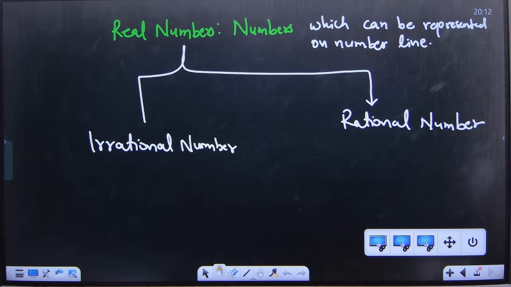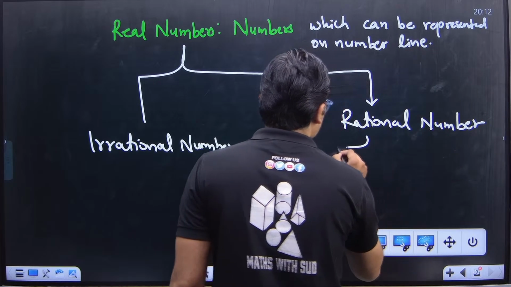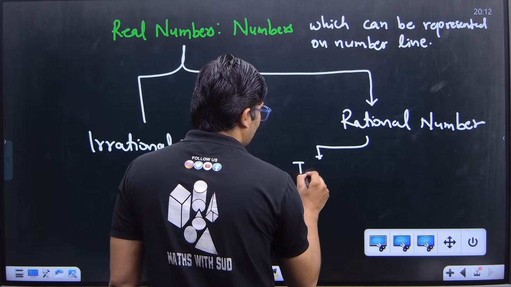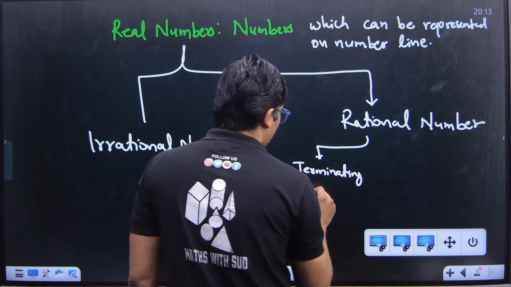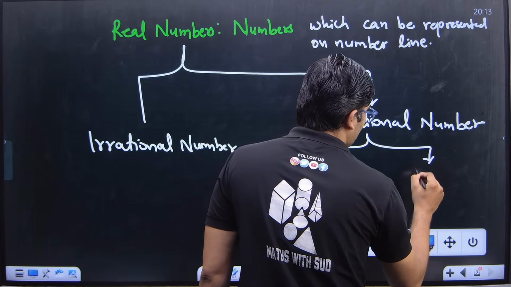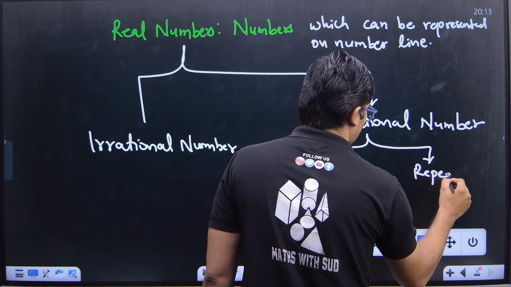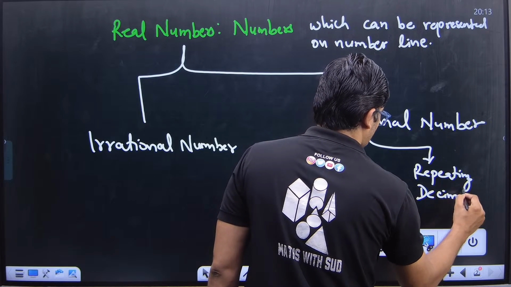How many kinds of rational numbers are there? Do you have any idea? No, sir. Okay, so rational numbers are also categorized into two parts. One is terminating decimal, and if it is not terminating, then it is repeating decimal.